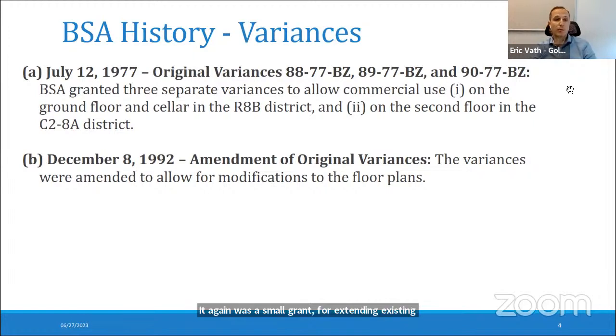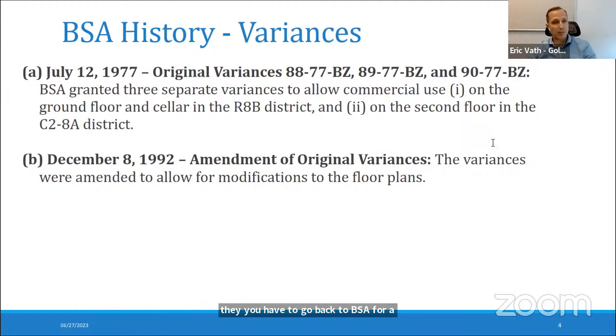In 1992, it was amended to allow modifications for the floor plans. As you're aware, whenever you amend, if you have a BSA variance site and do tenant improvements, you have to go back to BSA for a variance.